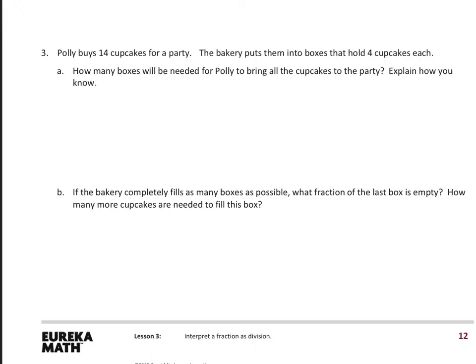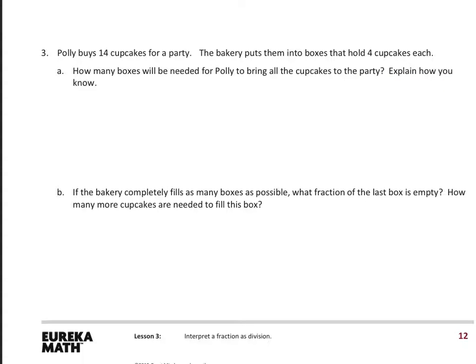All right, the final word problem for this lesson is number 3. It says Polly buys 14 cupcakes for the party. The bakery puts them into boxes that hold 4 cupcakes each. First part of the problem is how many boxes will be needed for Polly to bring all the cupcakes to the party. Explain how you know.